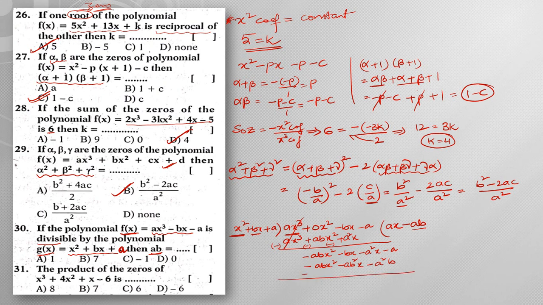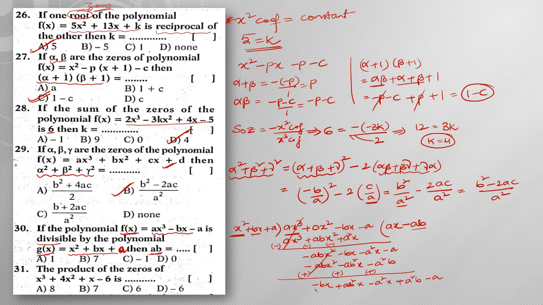Now again I am going to change the signs, so this becomes plus, this also becomes plus, and this also becomes plus. Then these two terms will get cancelled. Finally what I am left with is minus bx plus ab square x, minus a square x plus a square b minus a. These are nothing but the terms that are left over.